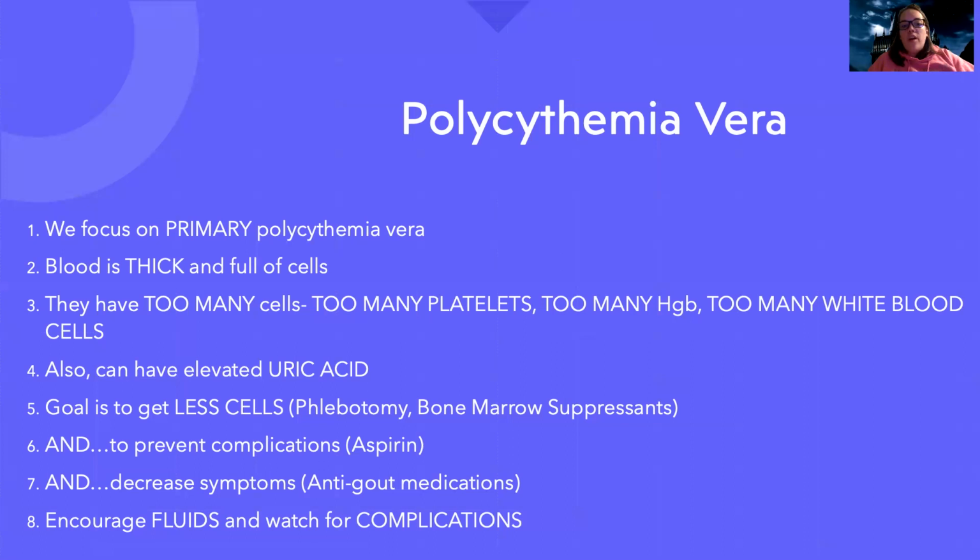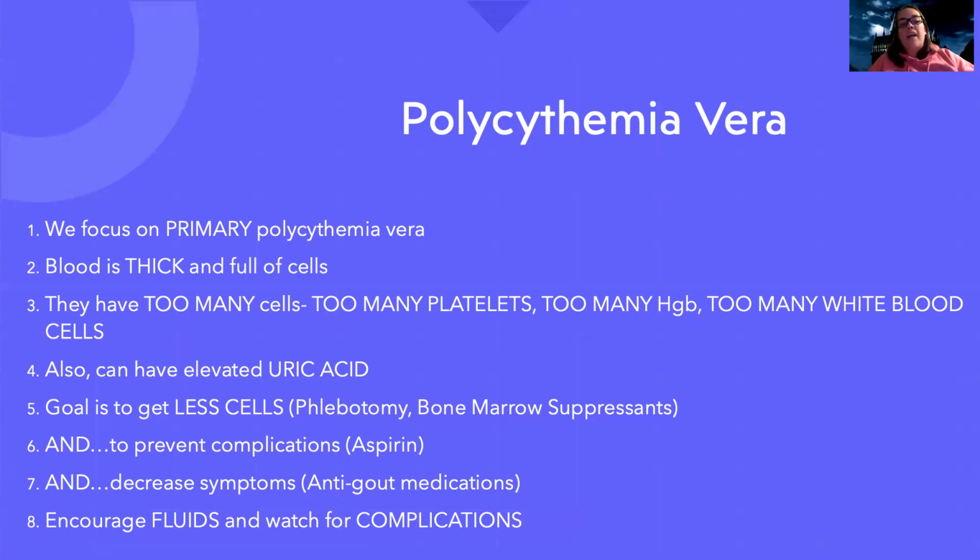So overall, if I have too much of all of these cells, my goal is going to be to have fewer cells. And I can do that by phlebotomy, which is literally like, think about giving a blood transfusion. We actually drain blood from this patient. We're not giving it to anyone else, but we're draining it from them because they have too many cells. We also can give bone marrow suppressants. For aplastic anemia, that patient needed a bone marrow transplant. This is the patient whose bone marrow is on overdrive, producing too much. So we need to suppress it or say, hey, buddy, you need to slow your roll down a little bit.